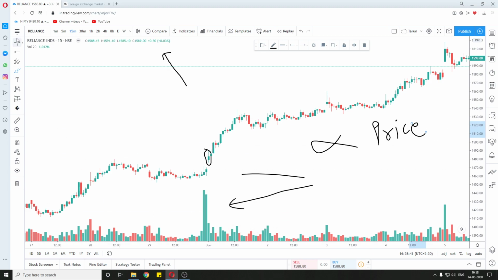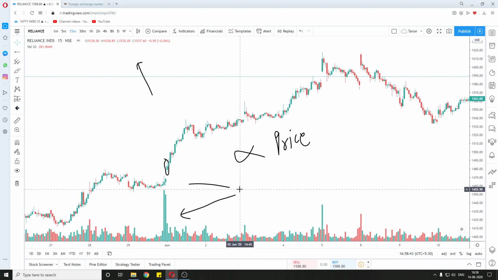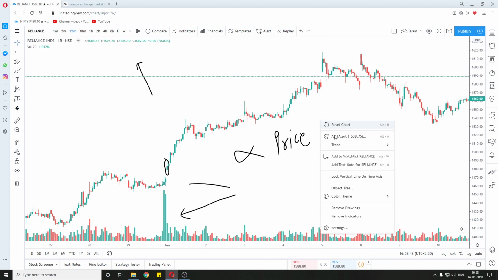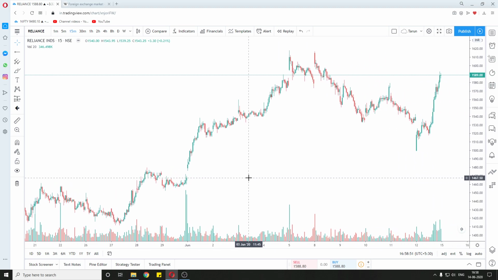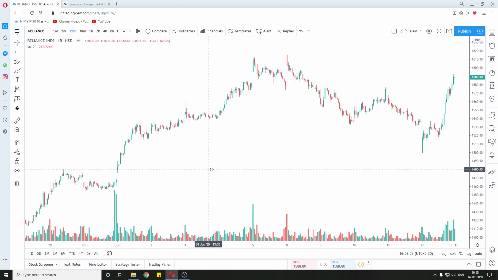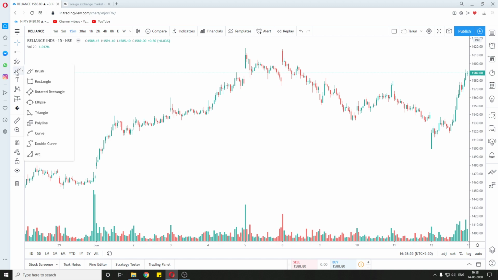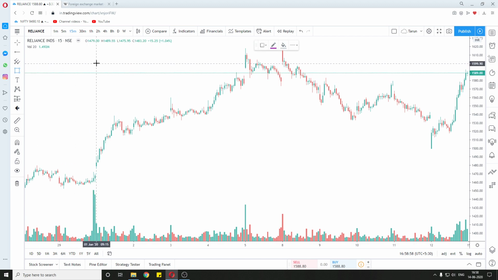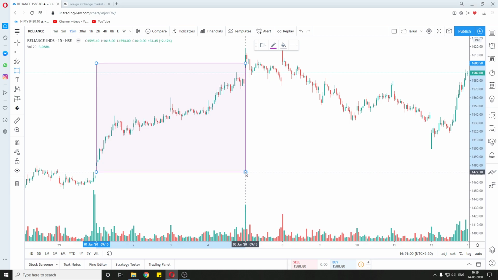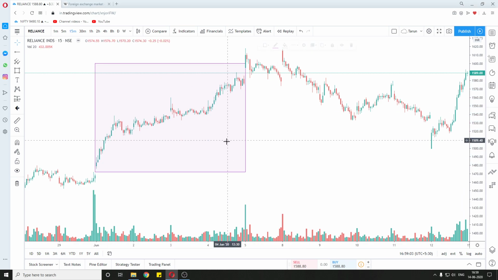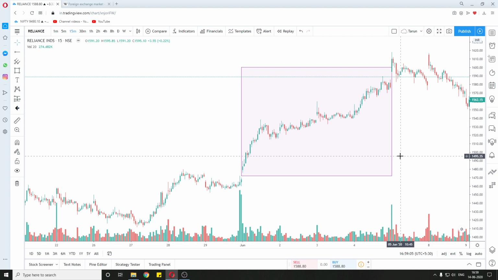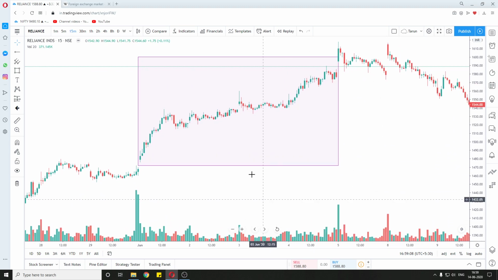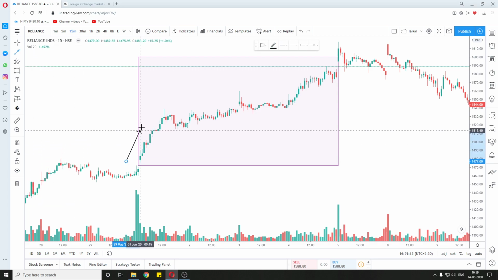Now for an intraday trader or any trader, the particular price at which the most volume was traded is very important because that becomes our important support and resistance. For example, let me draw a rectangle. If we want to analyze this particular range, then we are interested in the price action. So we can see that the price action is an uptrend followed by some accumulation.